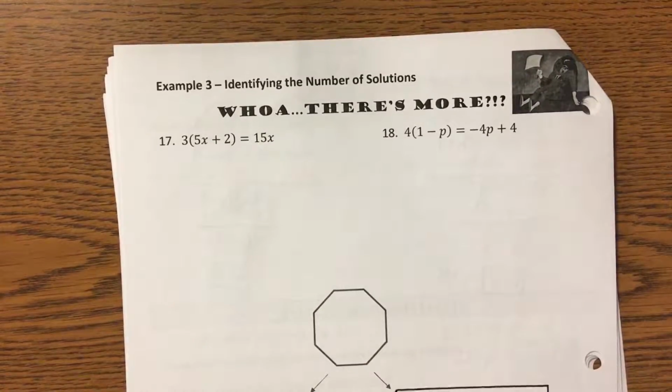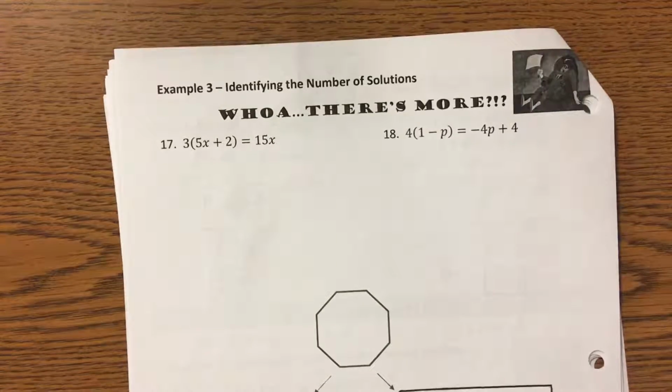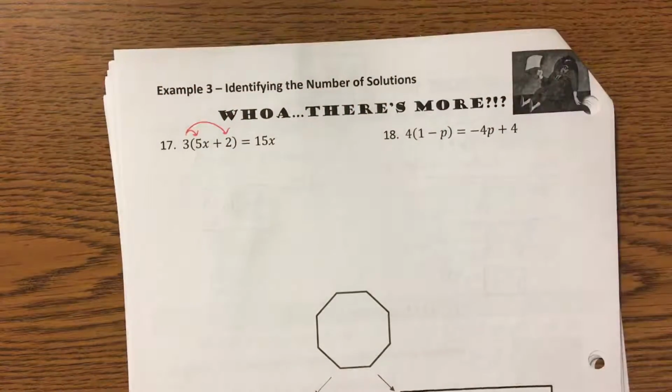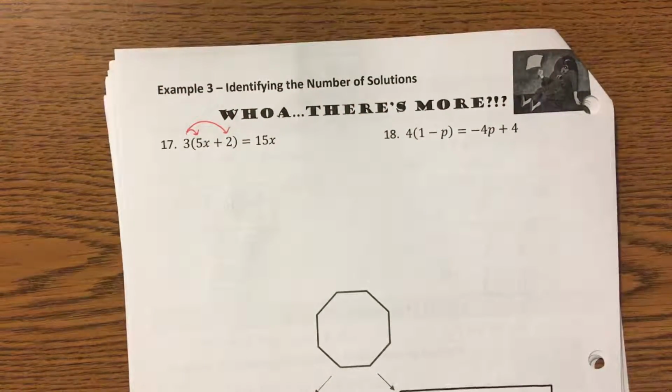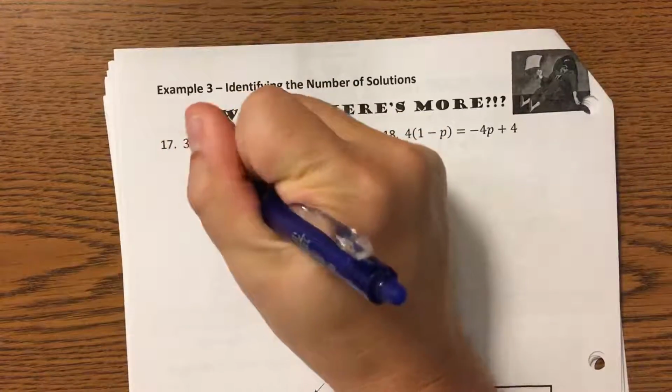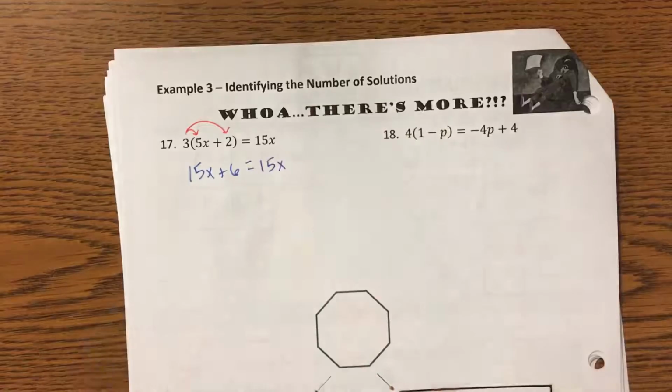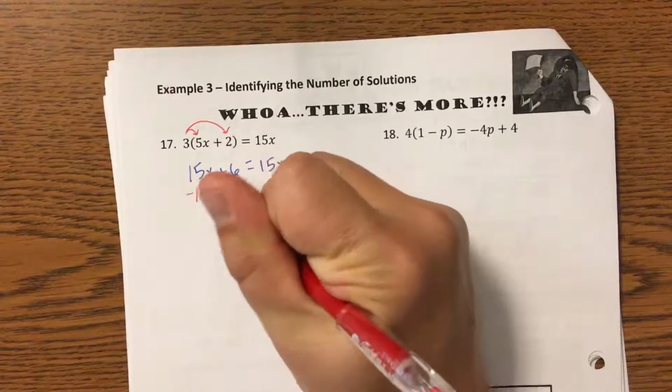So yeah, on the back here, something kind of weird happens. Let's just solve it like we normally would and see how this plays out. If I distribute the 3 here, that gives me 15x plus 6 equals 15x. And then, without looking ahead, what would typically be the next step here? Minus 6. Minus the 15x on both sides.